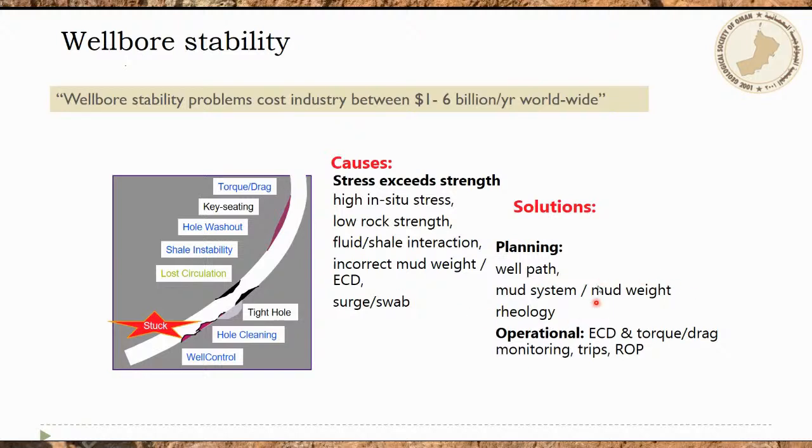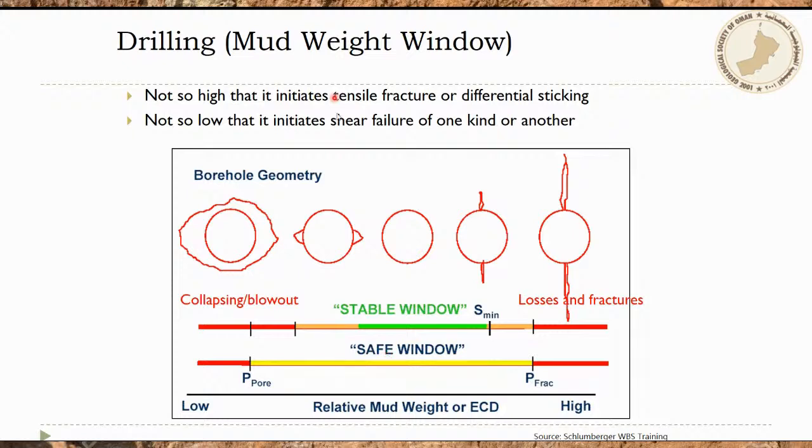Also, we look at a very important thing, the mud weight we drill with, and sometimes we get involved in the operational parameters: ROP, rate of penetration, torque, RPM, all of these things. So the mud weight window during drilling is very important. If you drill with a very high mud weight, more than the fracture pressure, you will get losses and fracture of the reservoirs. Maybe you will lose the well. Also, if you drill with a low mud weight, you will get collapse and blowout, and we might lose the well, or we get some kind of safety issue.